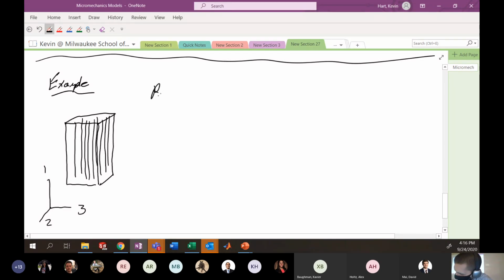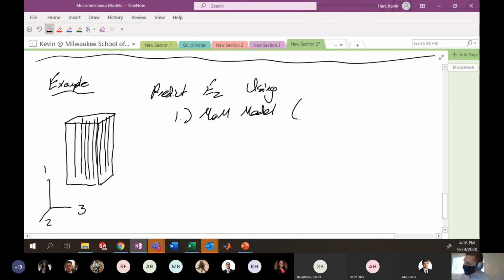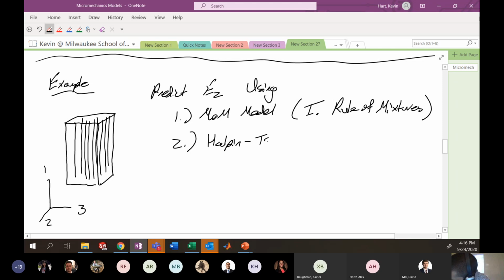And we're asked to predict E2 using first the mechanics of materials model. We mentioned that we're going to use the inverse rule of mixtures. And then we're going to predict the modulus using Halpin-Tsai with xi equal to 1. So when we're predicting E2, what we're predicting is the modulus in the 2 direction, across the fibers themselves, okay?